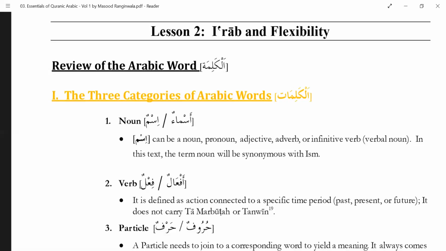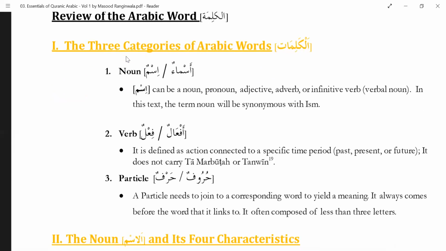Okay, so we will first do a review of al-kalima. Al-kalima means a word in Arabic. So whatever we have done in lesson 1, just a quick recap. We saw that there are 3 categories of words. One is ism, plural is asma. Other is fi'lun, plural af'al. The other is harf, plural huruf. Ism is noun, pronoun, adjective, adverb, or verbal noun, which is the noun form of any verb.